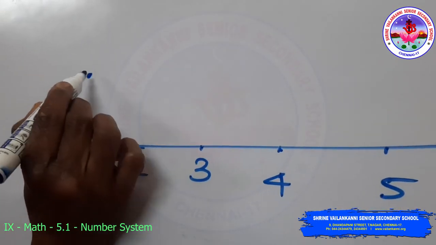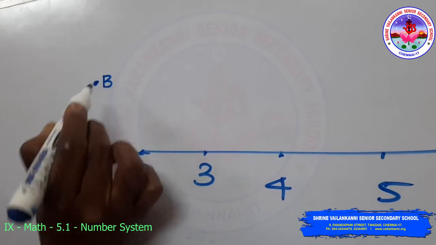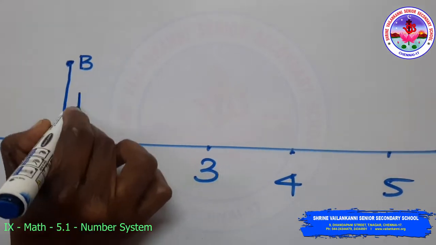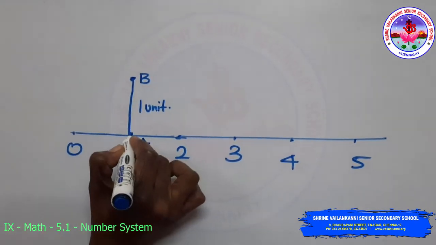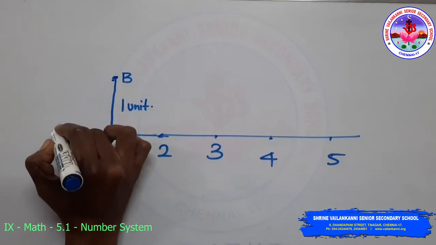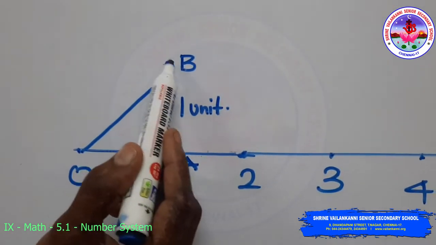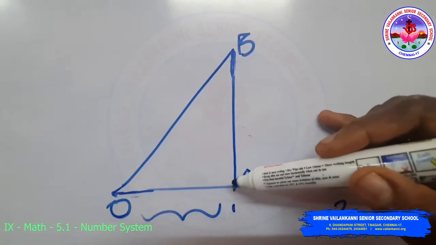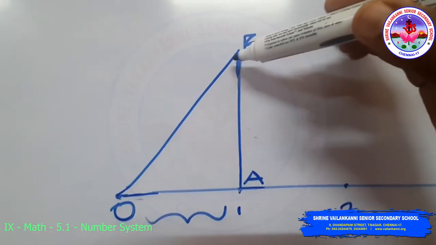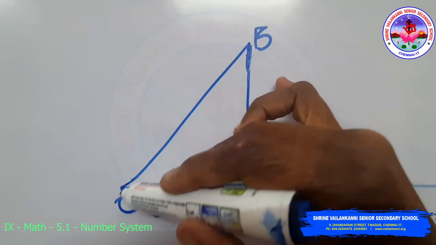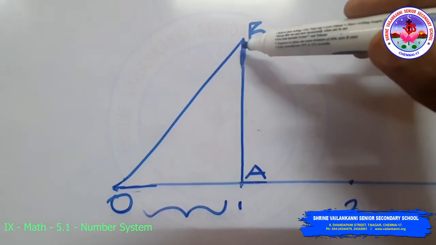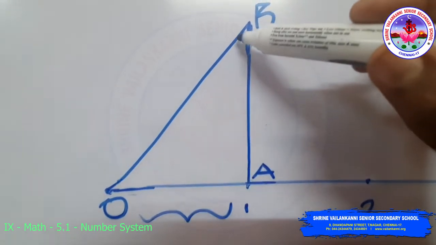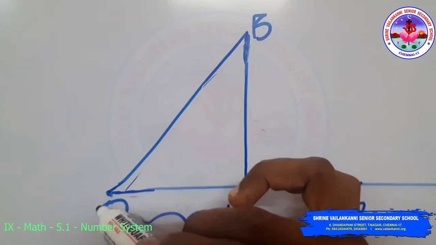So I am just calling this point B and this point A. I am joining this AB, such that this is 1 unit of perpendicular distance from 1, and joining with OB. Since AB is a perpendicular line, the triangle formed, OAB, will be a right angled triangle. So using Pythagoras property, we are going to find out the measure of OB.